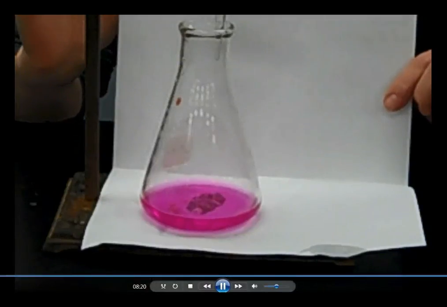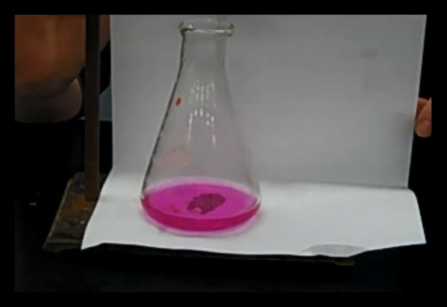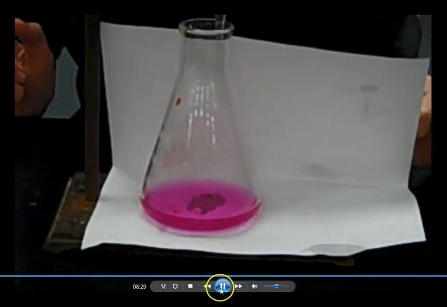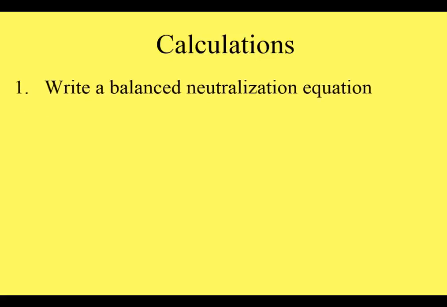Once the color change has stayed for at least 30 seconds, you can record your final volume and do your calculations. Now that we've seen the steps that are used in a titration, we really need to make sure we understand how the calculations work. The steps are as follows. Start by writing a balanced neutralization equation. We talked about these last week. Acid plus base makes salt and water. Keep in mind all acid-base neutralization equations are really just double replacement reactions.